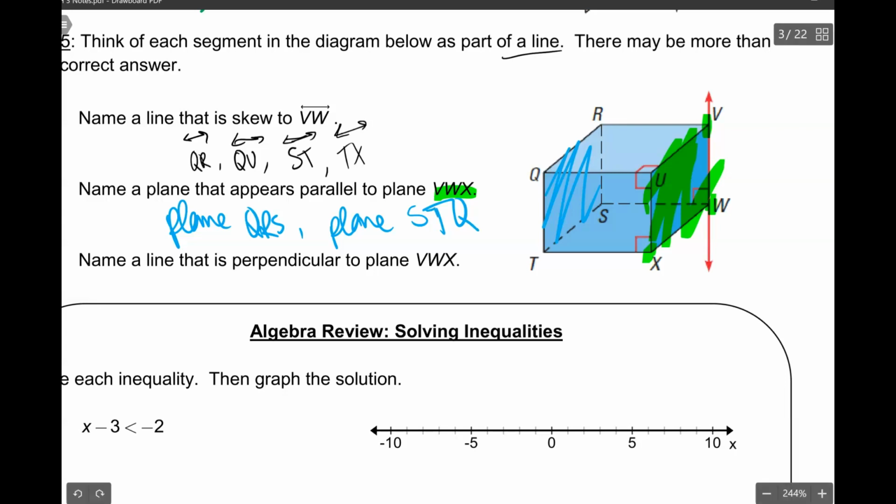And then we want a line that is perpendicular to this plane that I highlighted. So perpendicular would be these 4 because they would meet at a 90-degree angle. And of course you only need 1. That's why I'm listing out all the correct answers, because you only need 1. VR, UQ, SW, and TX.